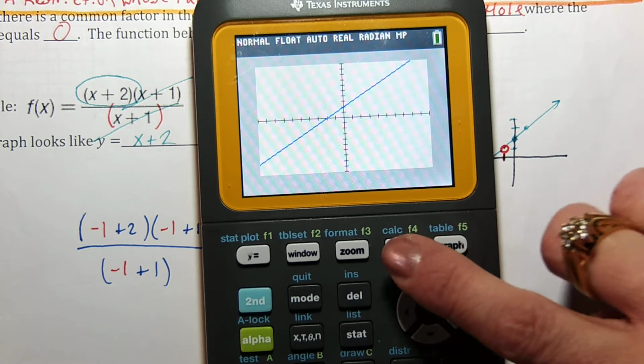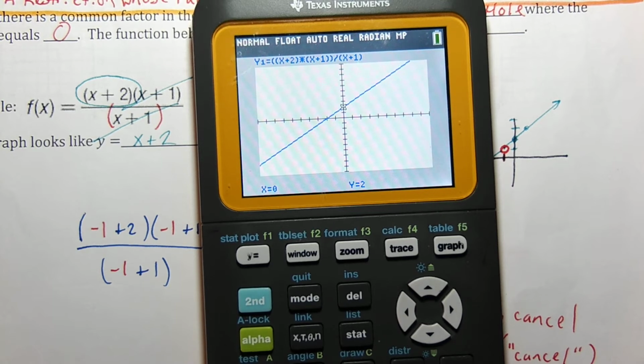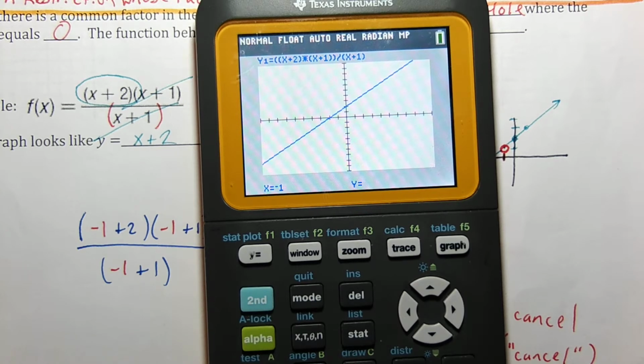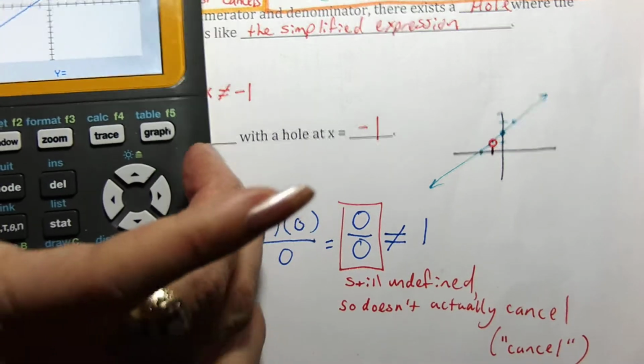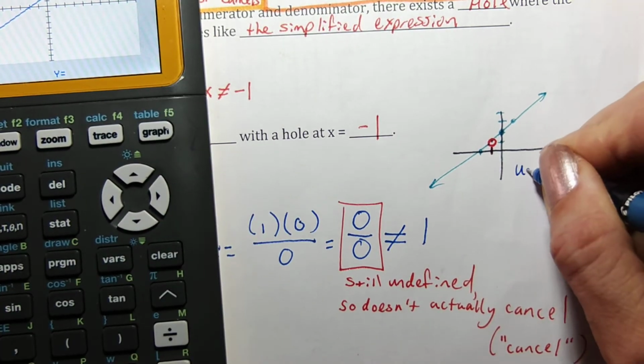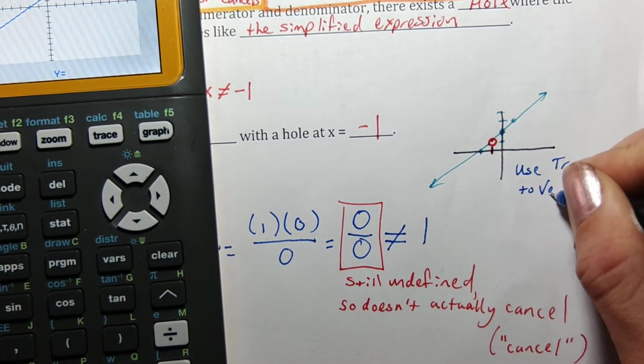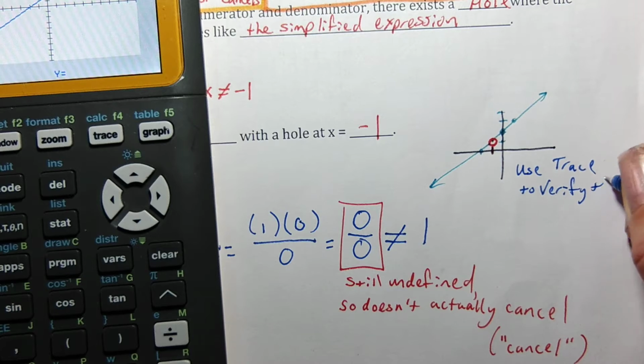Now, if I hit trace, and I type -1, just like we did with P over Q values, with testing things on the graph, notice what happens at -1. What are we seeing? Nothing. It's like, nope, we're not actually getting a y value there. So you can use trace to verify that there is a hole. So let's go ahead and write that. Use trace to verify the hole.